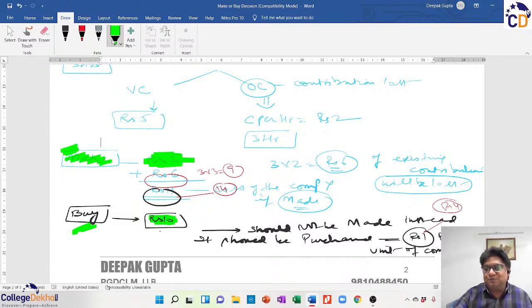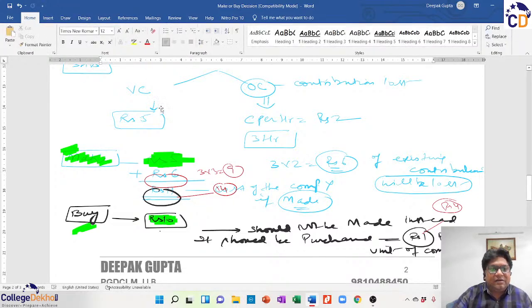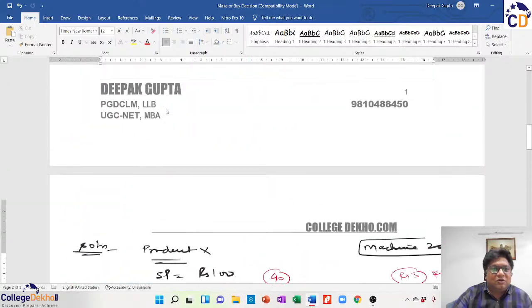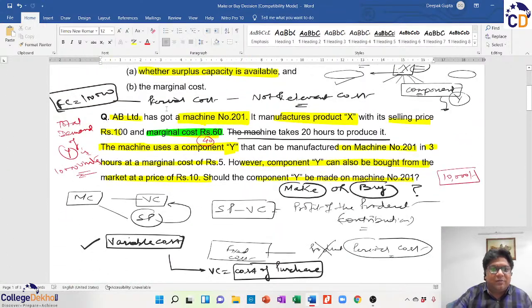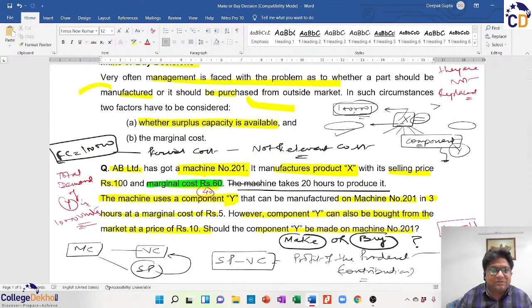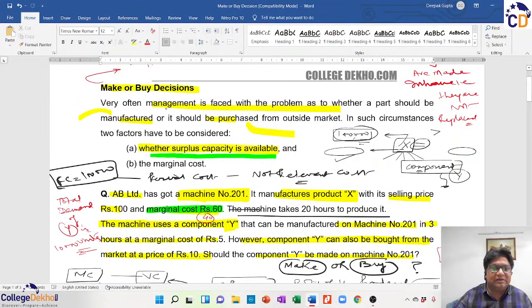instead of buying. So the key decision to decide whether a product should be manufactured or not depends upon the surplus capacity. That is why in this decision we have said that two factors are to be considered. One is the surplus capacity. If you have the surplus capacity, then in most of the cases cost of production will be less than the cost of buying, because the seller from which you are acquiring the product will always charge certain profits.